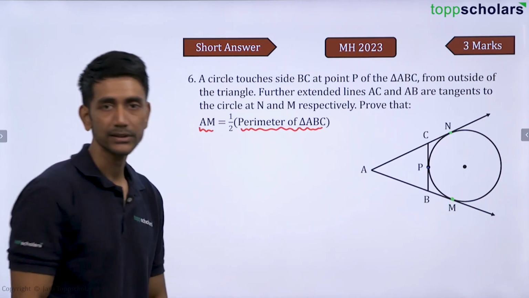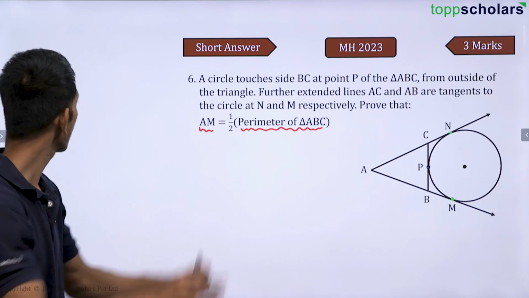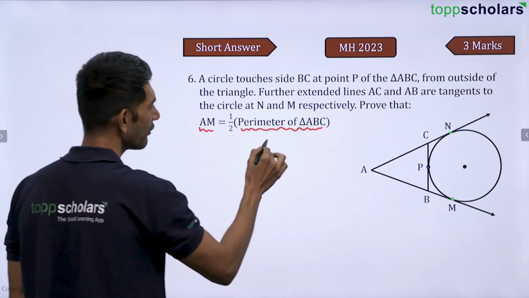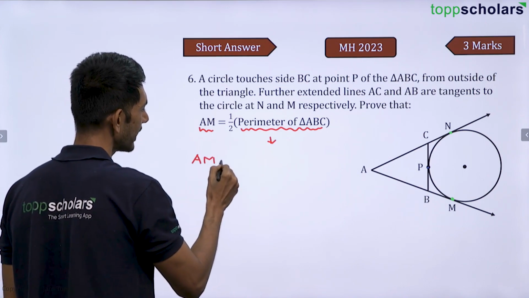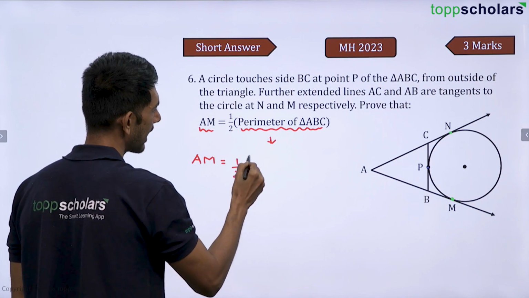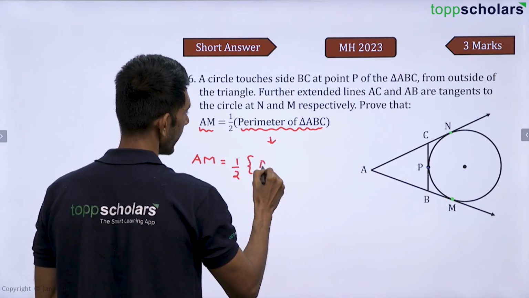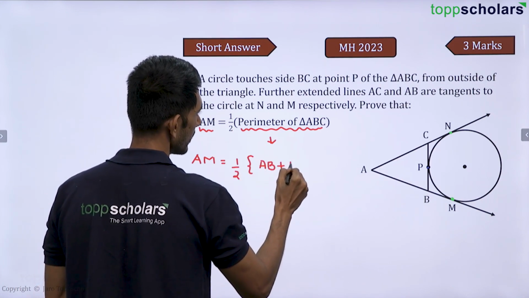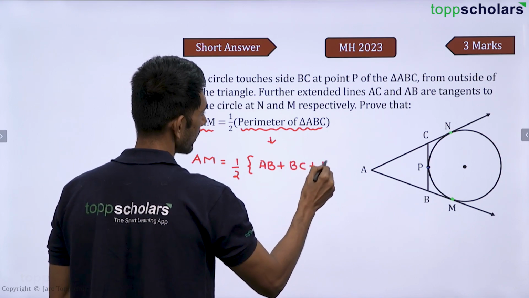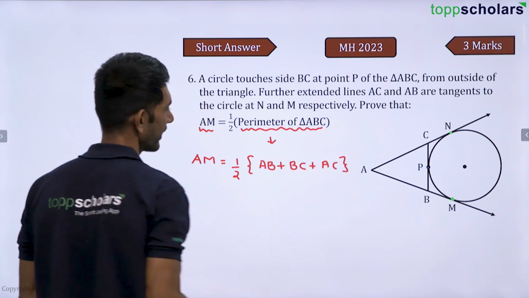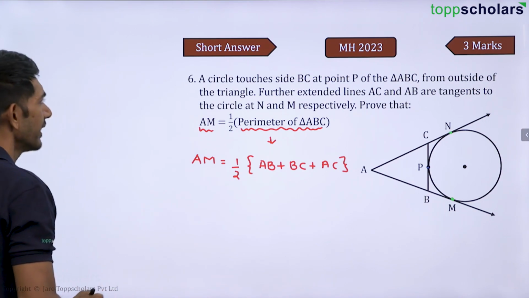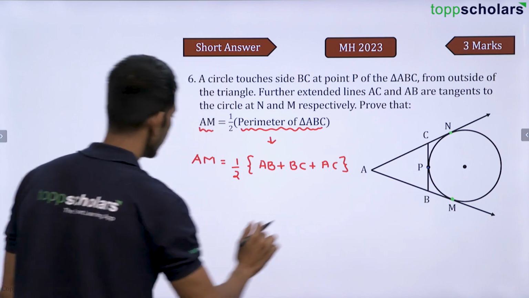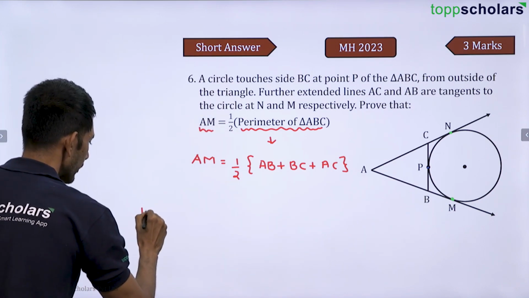This is an interesting question. AM is half of perimeter of triangle ABC. Now what is the meaning of perimeter? Perimeter is sum of all the sides. So indirectly we are supposed to prove that AM is half of AB plus BC plus AC, right? Okay. Firstly, if you see this particular circle, let's begin with the proof.